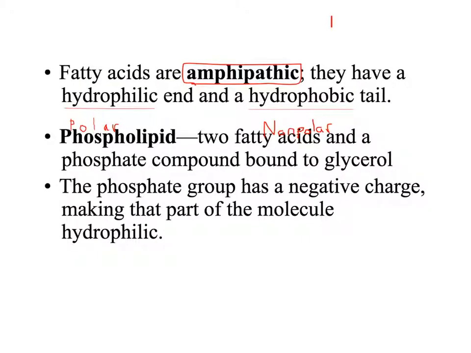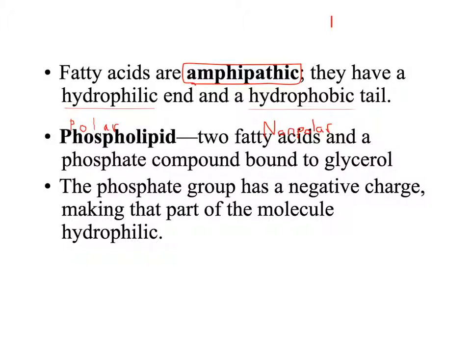Another term that you should be familiar with is amphipathic. Fatty acids are amphipathic because they have a hydrophilic end and a hydrophobic end. So that term amphipathic means that they have both hydrophilic and hydrophobic parts in the same molecule, which is what a fatty acid does have.